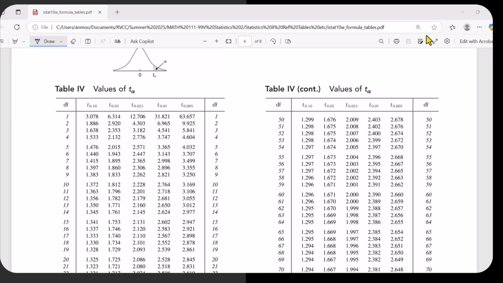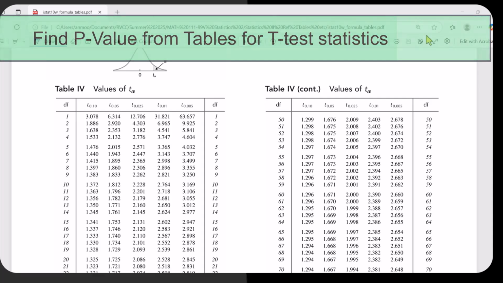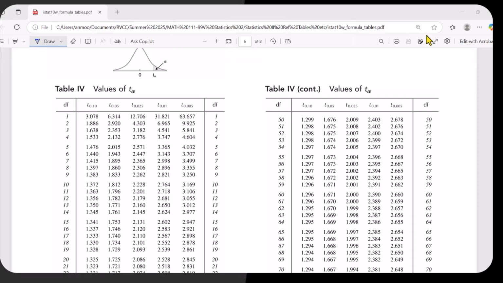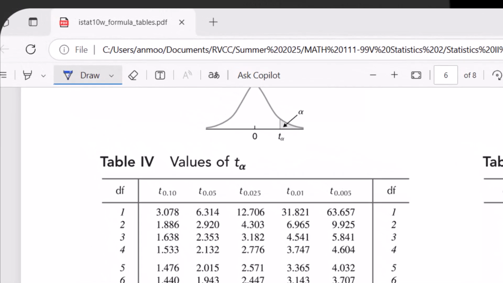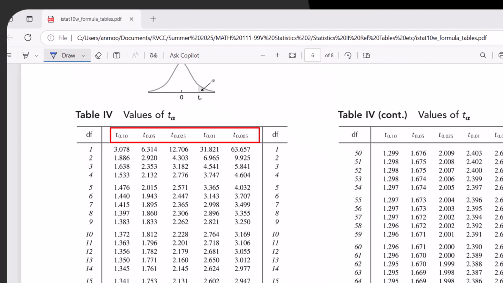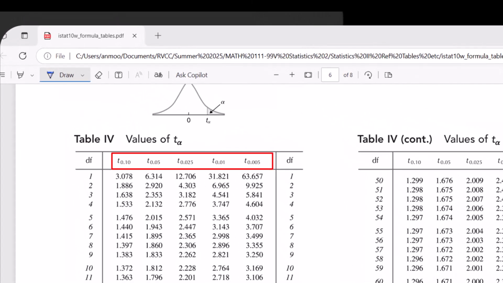Hello everyone. In this video, I'm going to show you how you can find the p-value, or the probability value, for a particular t-statistic from a t-table. Now, as you are aware, the t-table is always going to be a truncated table for just selected special alpha values and also a selected number of degrees of freedom.